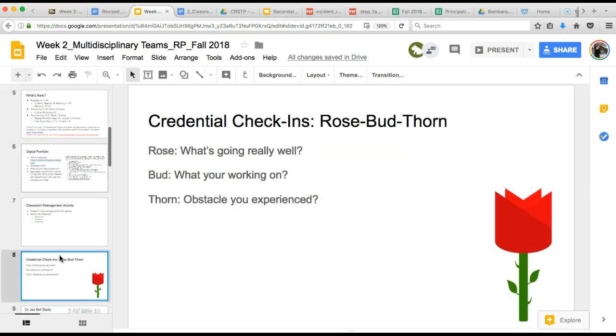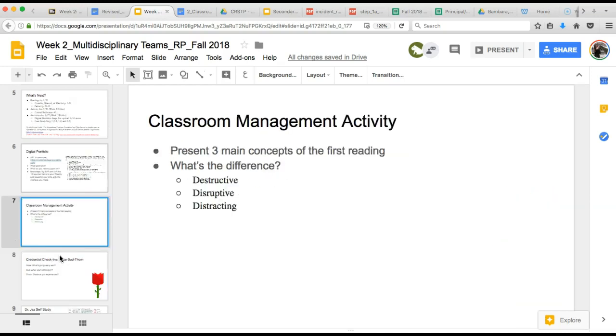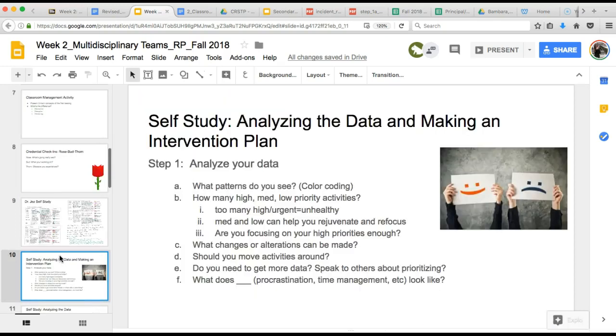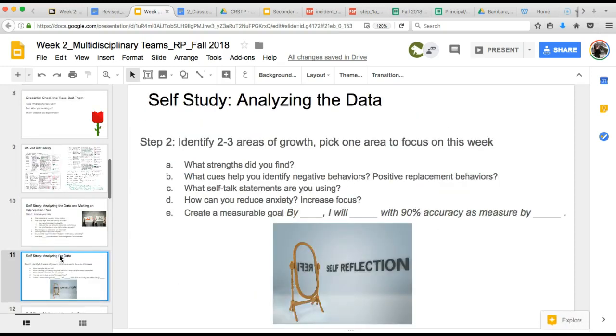We talked about classroom management and the difference between destructive, disruptive, and distracting behavior. You guys had your check-ins. This is the self-study, and we went through and did this together as a class, and you came up with measurable goals. So by blank, I will blank with 90% or however much percent of accuracy as measured by.